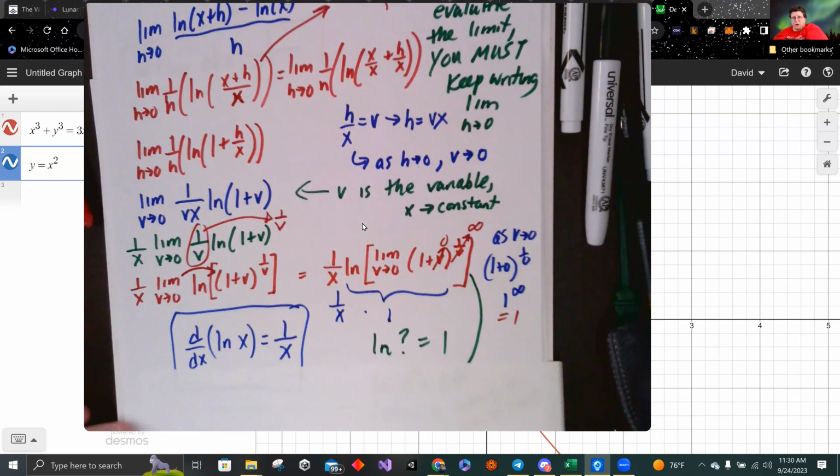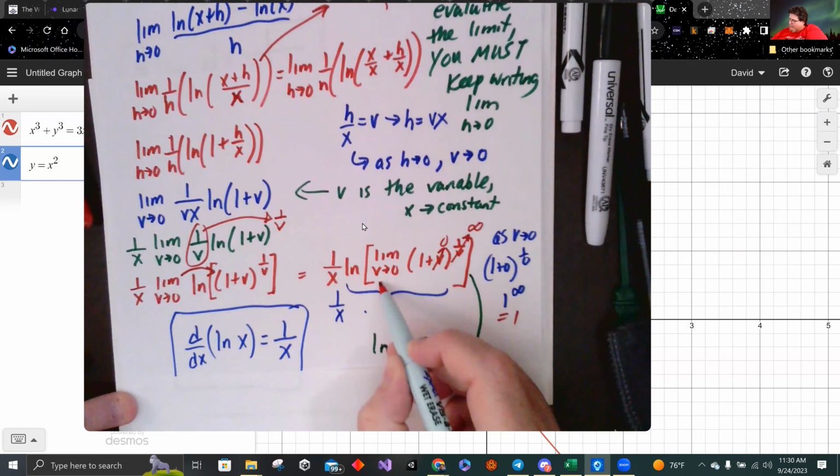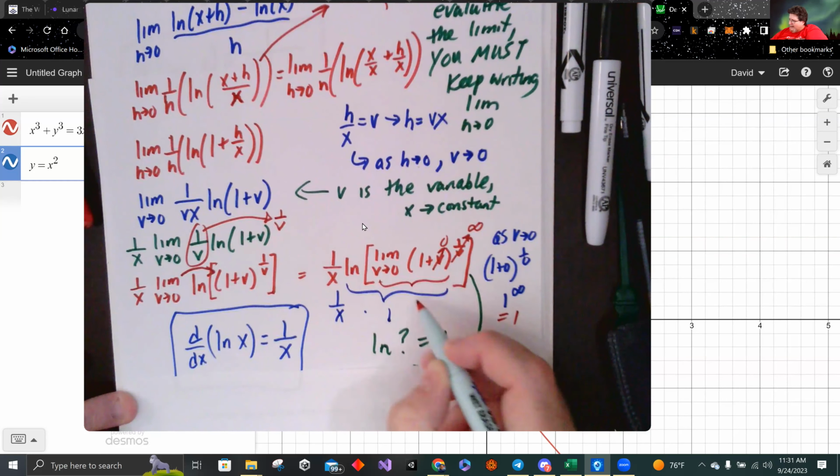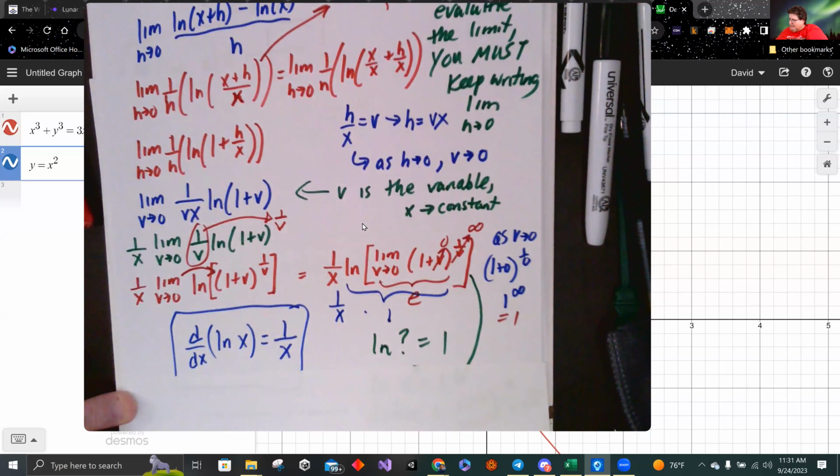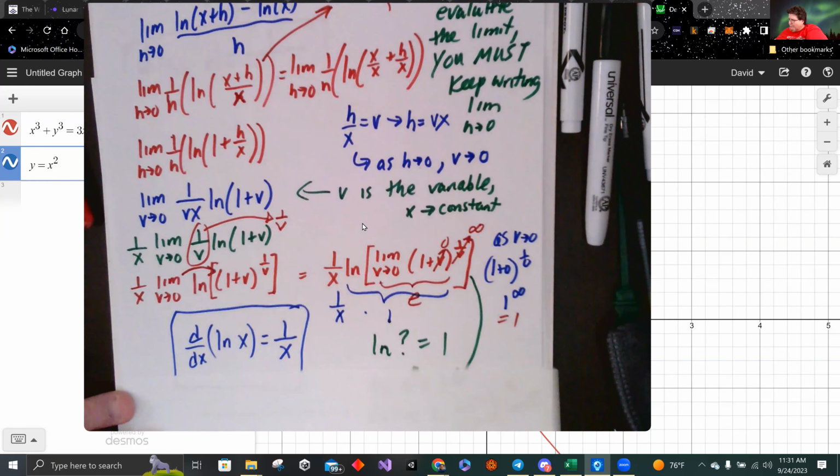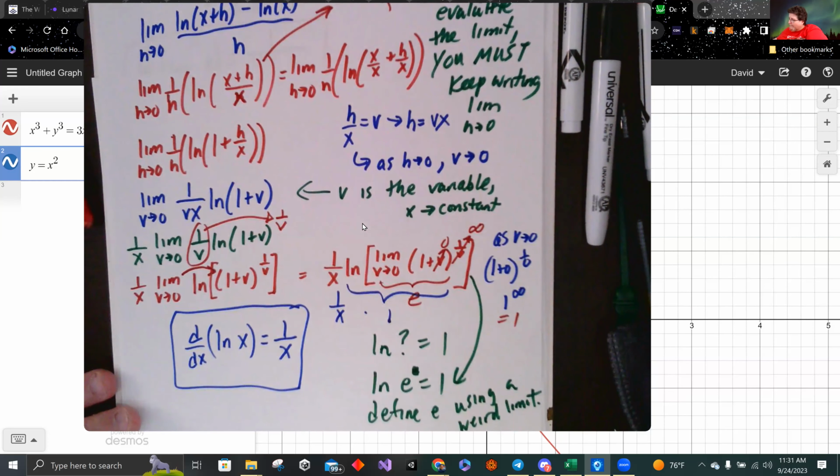Where else does the natural log equal 1? e. So this must be another way of defining e: the limit as b goes to 0 of 1 plus b to the 1 over b power. So we can define e using this weird limit. It's kind of neat.